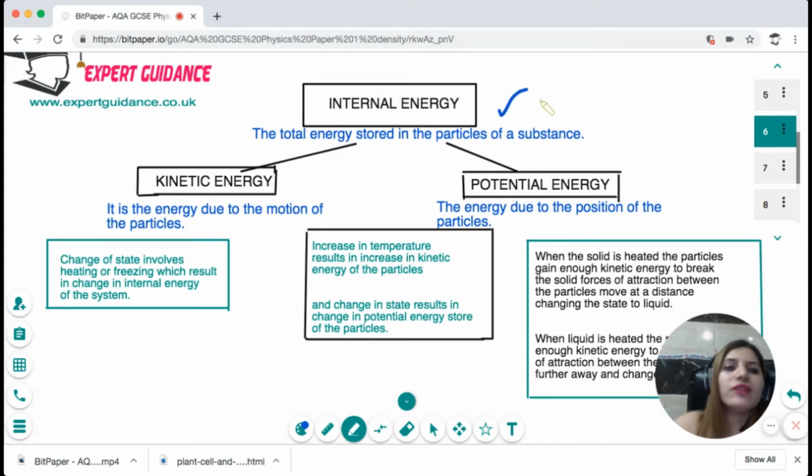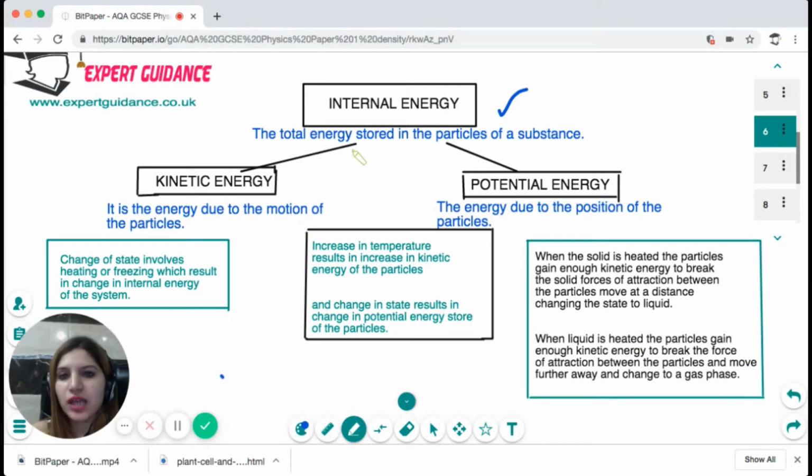Now, whenever you change the temperature or change the state, there's a change in internal energy. You should know what internal energy is and what factors it depends on. Internal energy is the total energy stored in the particles of a substance, and it is kinetic energy and potential energy.